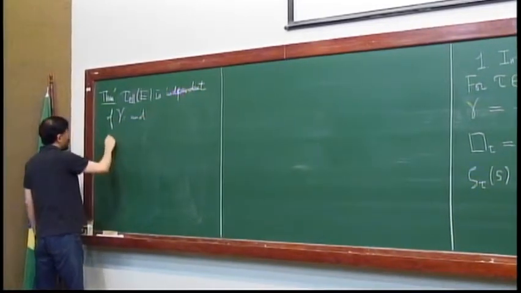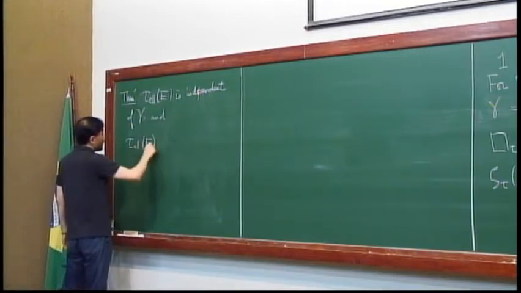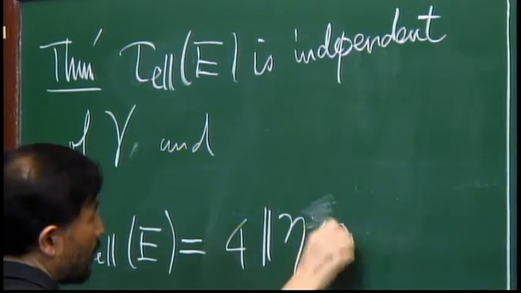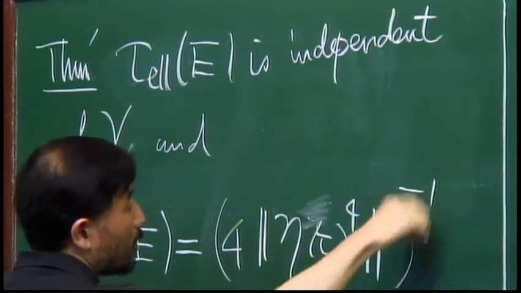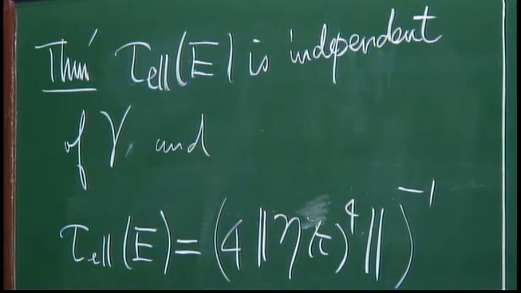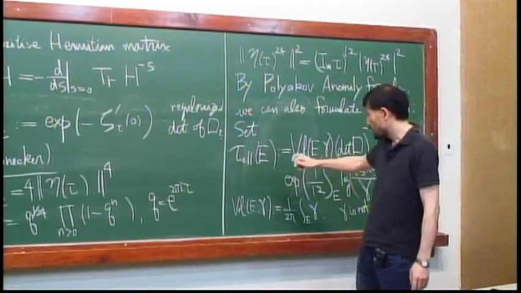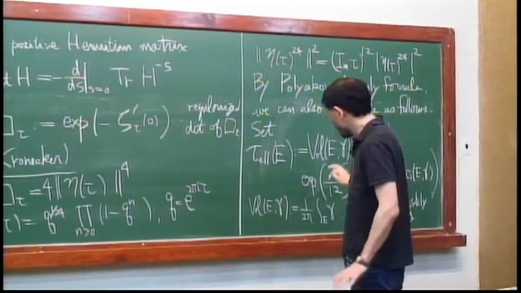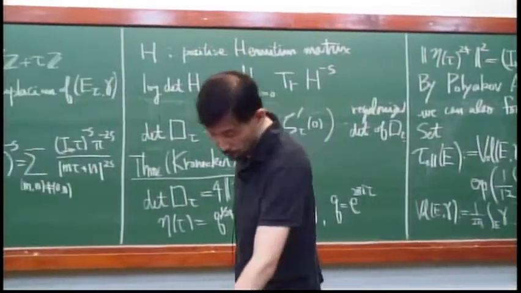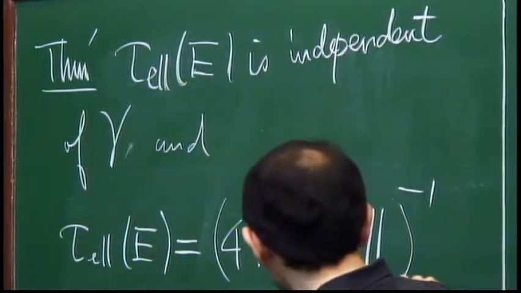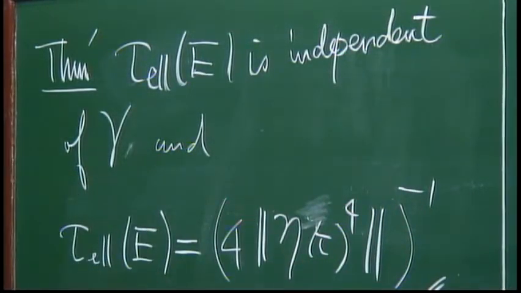And tau L of E is given by something like this. With a different gamma, you also get a different Laplacian. Exactly, so they cancel. This is a factor which computes the difference between the flat Laplacian and the Laplacian with respect to a non-flat metric. I think that's okay. So this is the most basic or primitive version of what I want to talk about today.